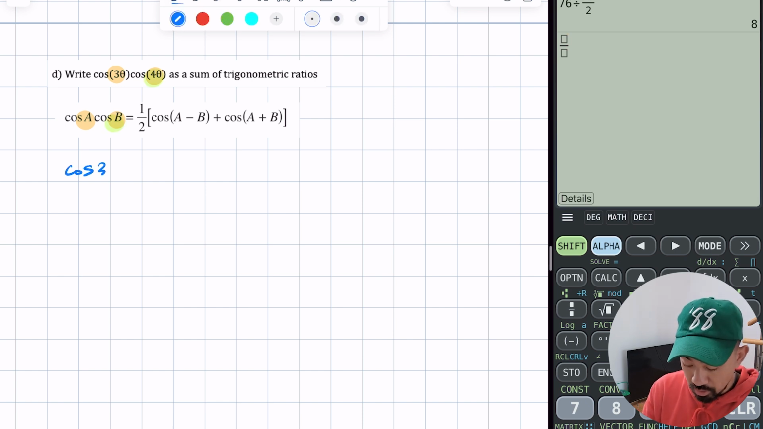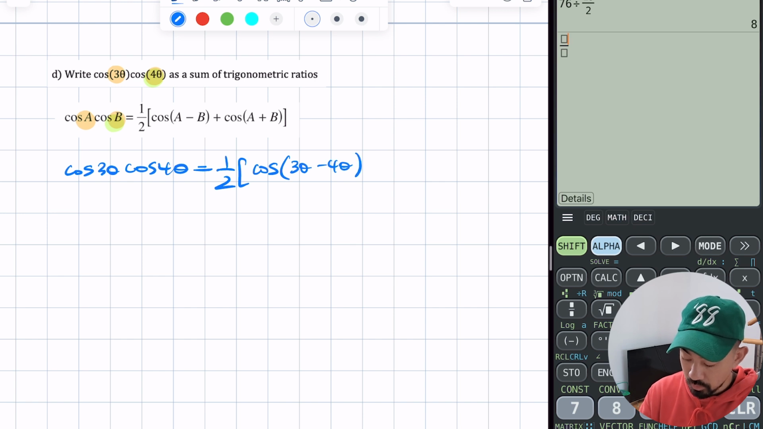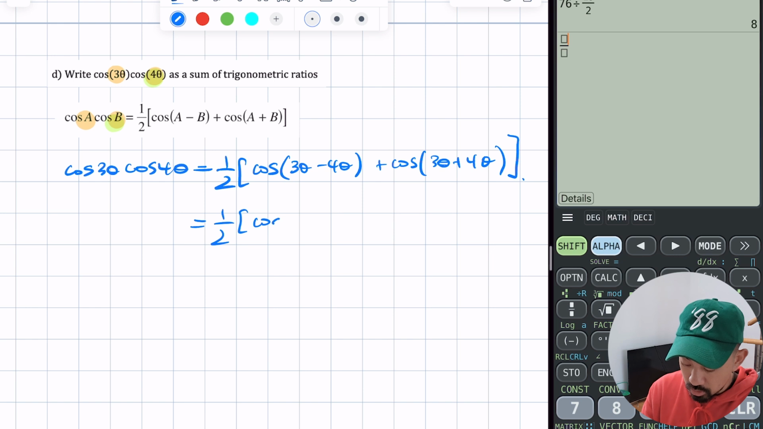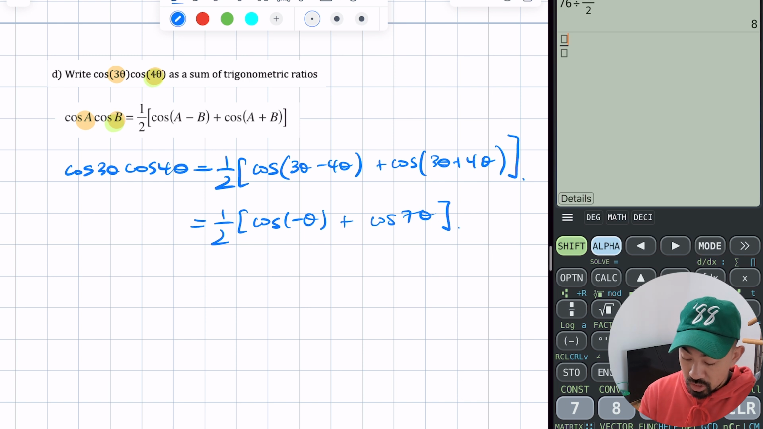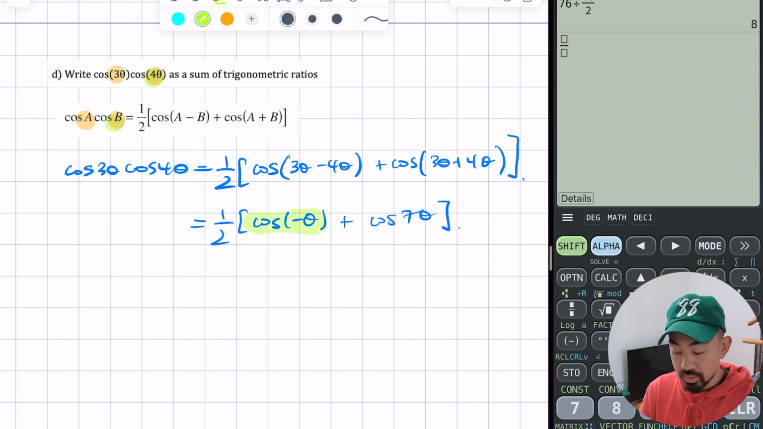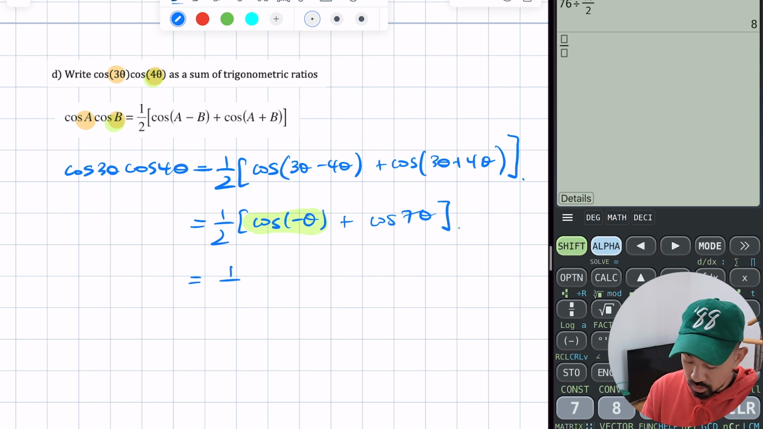All right, so here we go. So cos 3 theta cos 4 theta is going to be 1/2, open bracket, cos 3 theta minus 4 theta, plus cos 3 theta plus 4 theta. Okay, so that's 1/2 cos negative theta plus cos 7 theta. And you're pretty much there. But we need to just simplify this thing here, cos minus theta. So that is just going to be a positive cos theta.